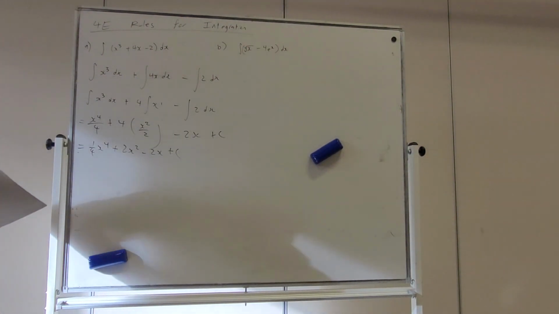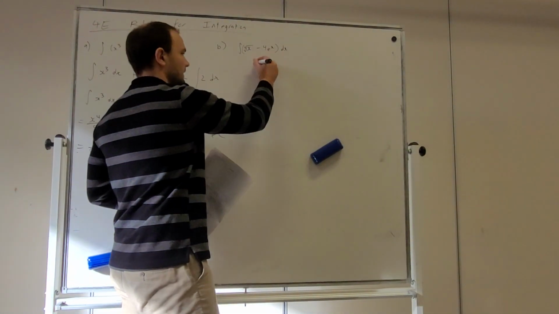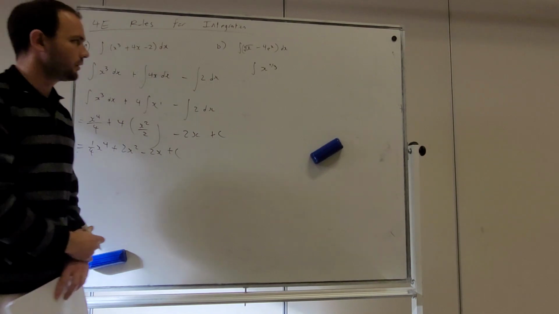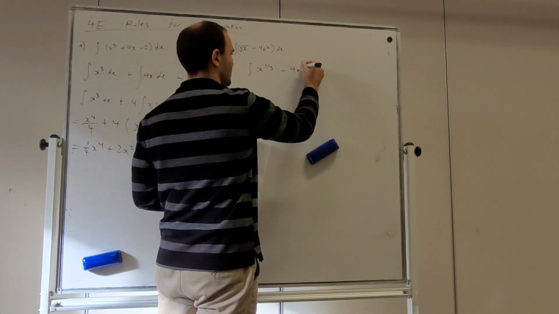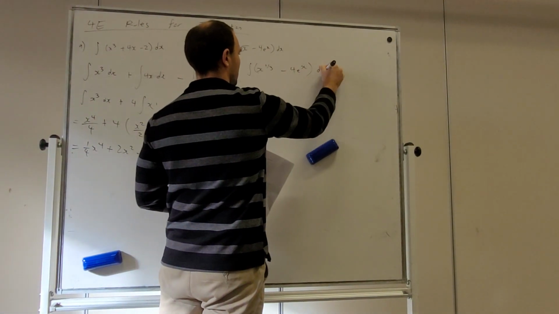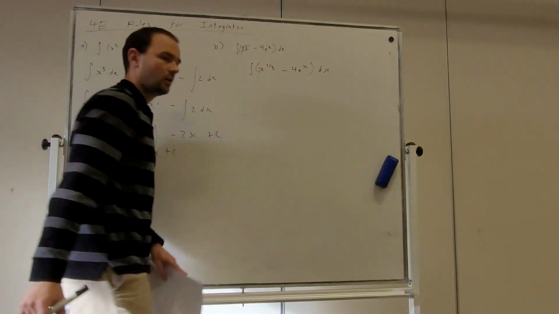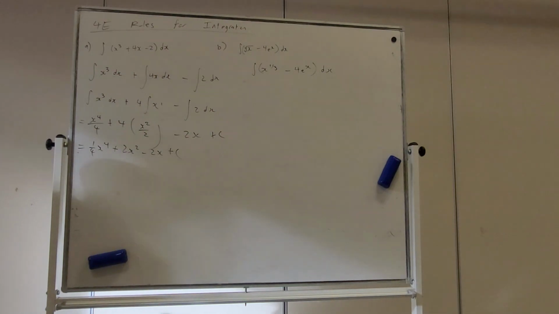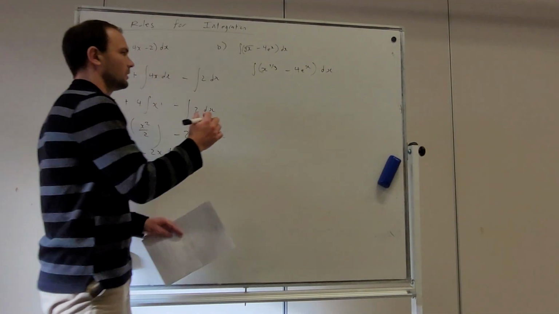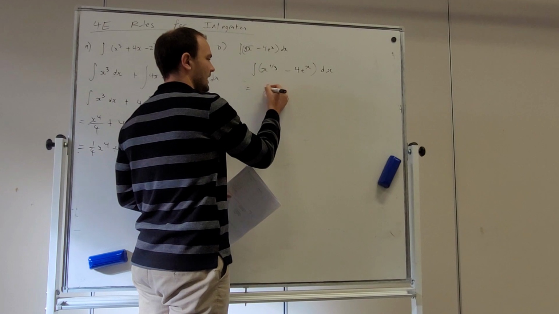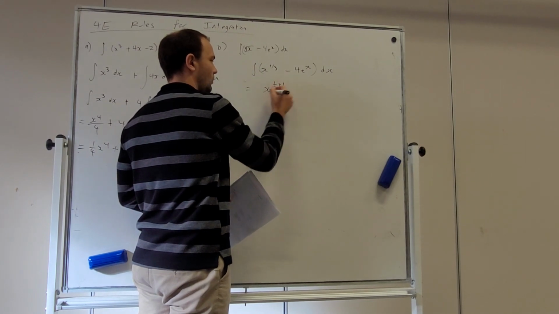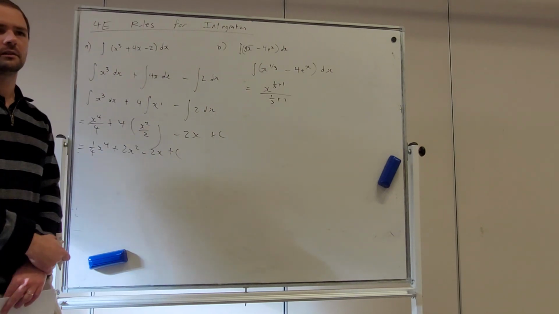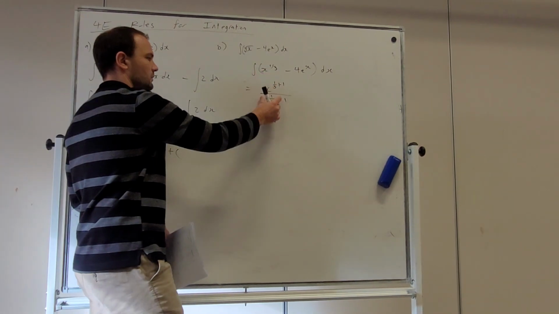First, we need to express everything as a power of x. So the cubed root of x means x to the power of a third. And then we've got to take 4e to the power of x with regards to x. We've expressed everything as x to the power of n. Now, we just integrate. So this is going to become x to the power of a third plus 1 on top of a third plus 1. That's what that first term goes to.